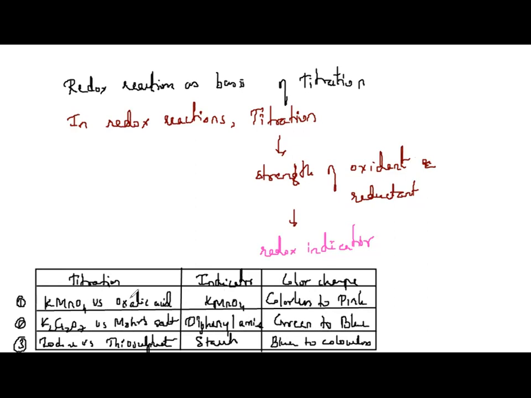For KMnO4 versus oxalic acid, we call it a self-indicator, KMnO4 itself acts as the indicator, and we get colorless to pink. K2Cr2O7, potassium dichromate, versus Mohr's salt: diphenylamine is used as the indicator, and we get green to blue. Iodine versus thiosulfate: we use starch as an indicator, and we get a color change from blue to colorless.